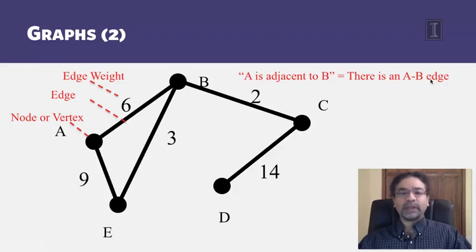Typically, an edge only goes between two nodes or two vertices. An edge does not cross three nodes. So here, for instance, I have 1, 2, 3, 4, 5 vertices. And how many edges do I have? I have an AE edge, an AB edge, a BE edge, a BC edge, and a CD edge. So I also have 5 different edges, each with its own edge weight.